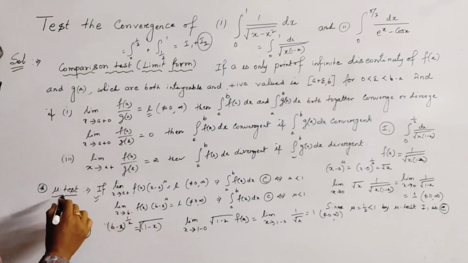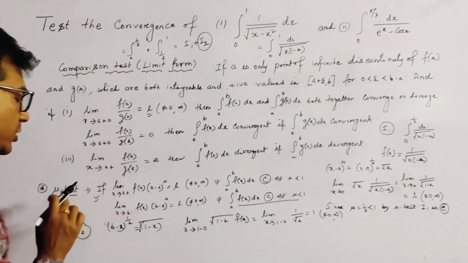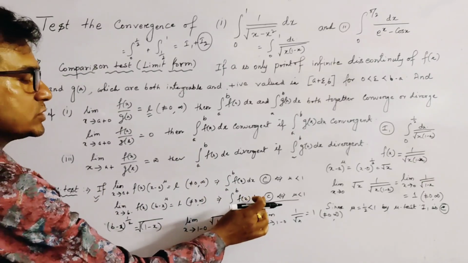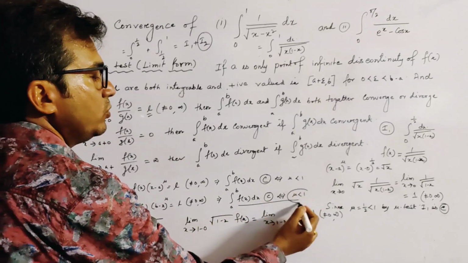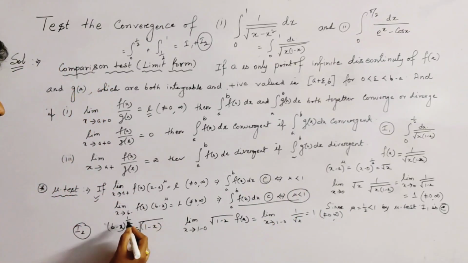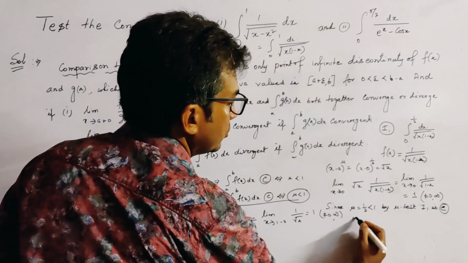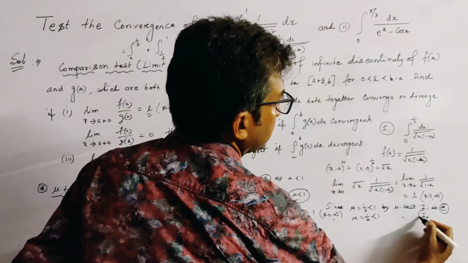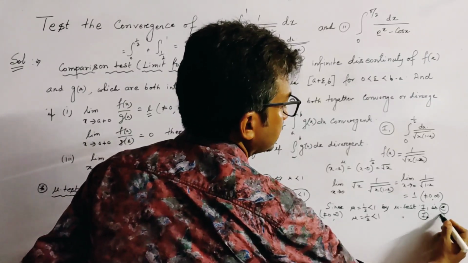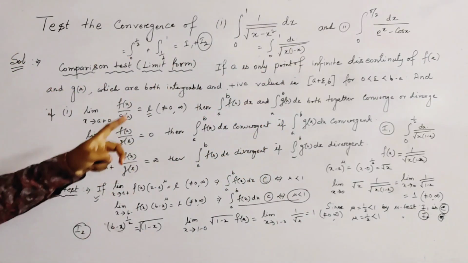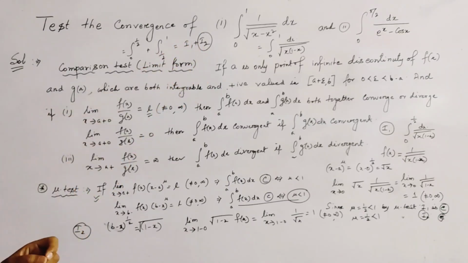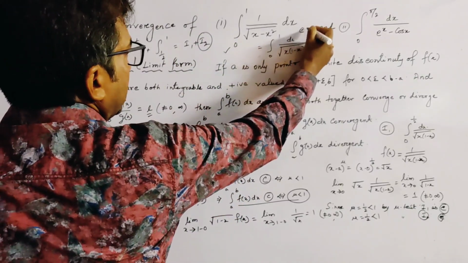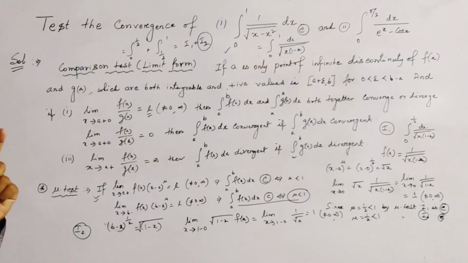By using the mu test of the second case, the integral a to b of f x dx is convergent if and only if mu is less than 1. Since mu is equal to half, which is less than 1, by the mu test I2 is also convergent. And since I1 and I2 both are convergent, this integral must be convergent. So the answer of the first integral is that it is convergent.